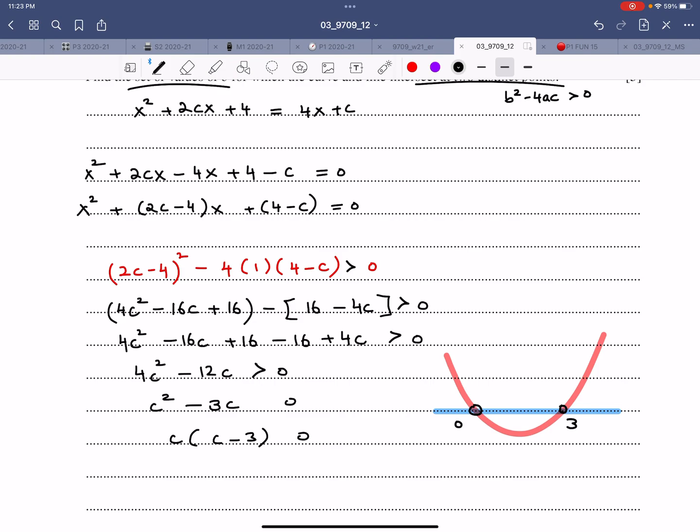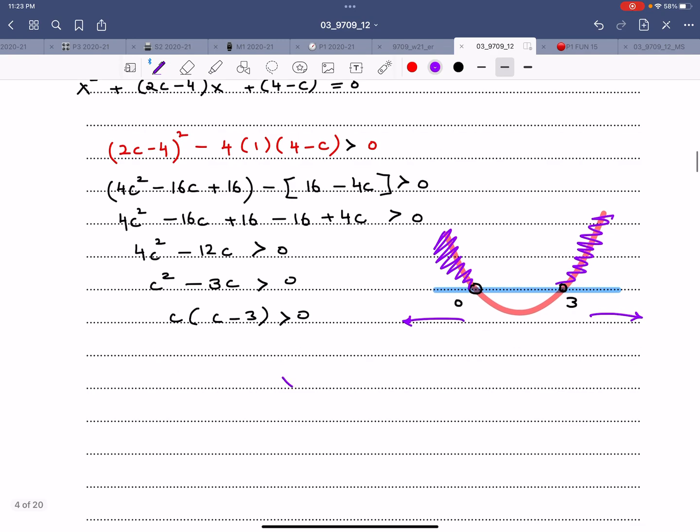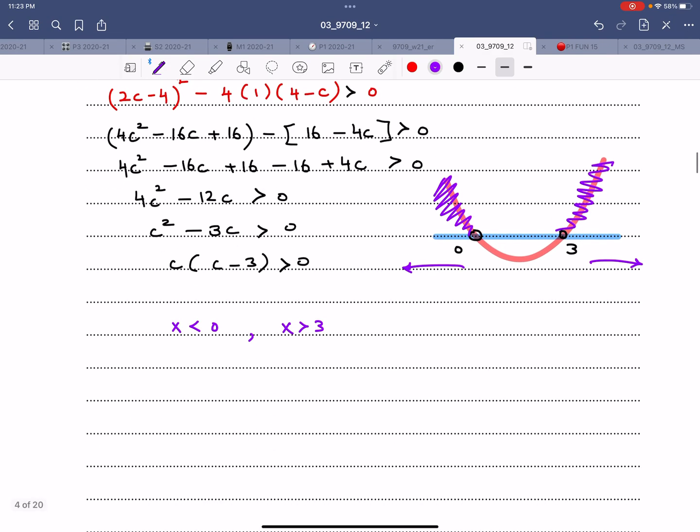Therefore, the answer is this region, extreme right, extreme left. So therefore, x is greater than 3 and x is lesser than 0. That is the answer for this part. Actually, it's not x, it is c. So this is c and this is c. Now that is the set of values.